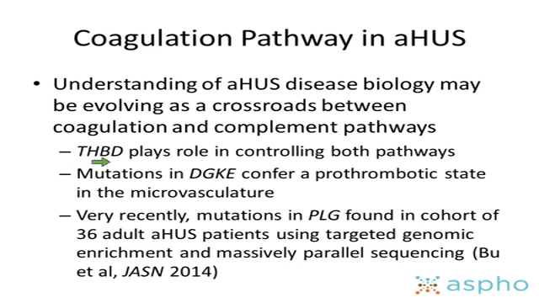Thrombomodulin, being one of the genes that has a role in controlling the complement system, also has a significant role, and its first described role, in controlling the coagulation system. Again, as I mentioned, mutations in DGKE seem to confer a prothrombotic state, but do not seem to participate in regulation of the complement system. And then more recently, Richard Smith and his colleagues at the University of Iowa identified mutations in plasminogen in a cohort of adult atypical HUS patients, looking at both coagulation and complement genes by massively parallel sequencing.